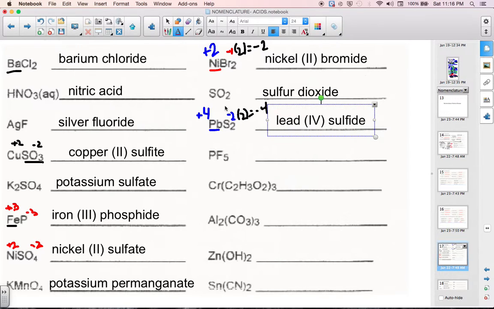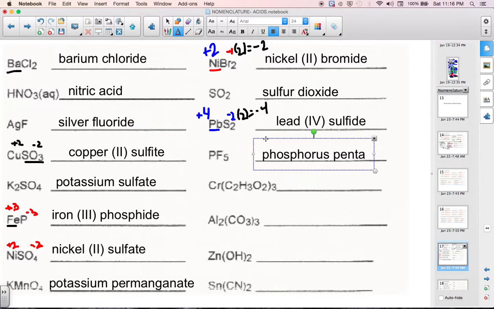Next one is P and F. P is phosphorus. Phosphorus is a nonmetal, so you have to use the nonmetal covalent compound naming system. So those Greek prefixes, again, the first element never gets mono at the beginning. So this is phosphorus. Number 5 on the F is penta, like the pentagon with 5 sides. So pentagon, keep that in mind to remember number 5. And this is pentafluoride.